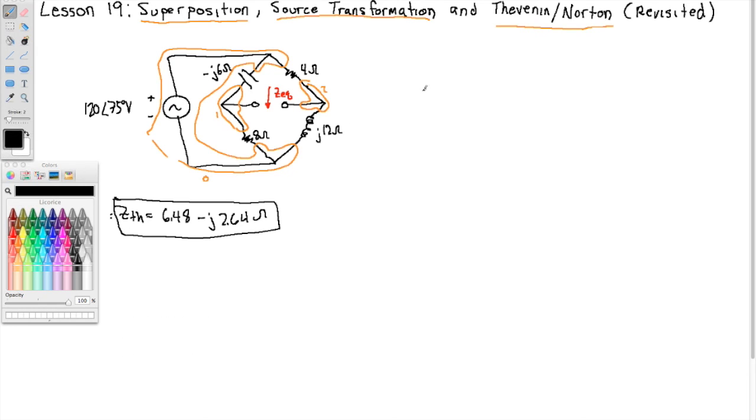Now, let me redraw the circuit again, because to find the Thevenin voltage, I need to remove the load from the output. Well, there is no load at the output, so that's done. And now I need to find the voltage at the output terminals. But the voltage source is back on. It's the regular circuit now. So I'm going to draw the circuit.